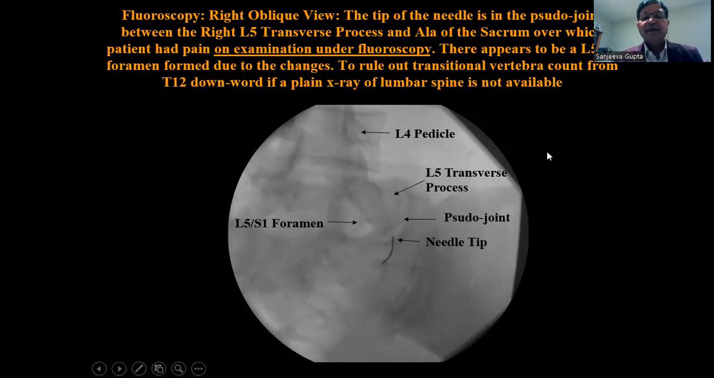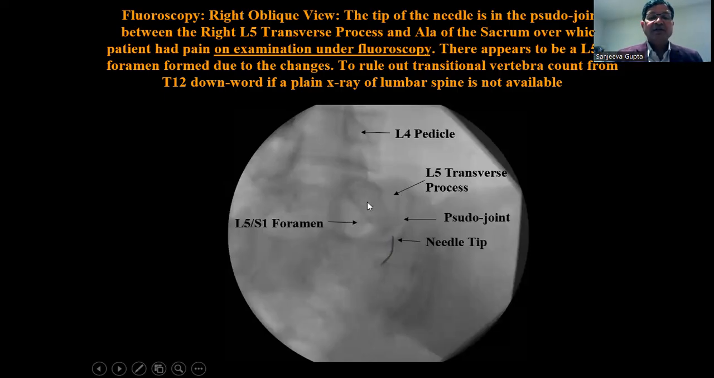So in this case, when I examined the patient, most of the patient's pain was in this area. And if you look at this, there is a pseudo joint between the transverse process of L5 and the ala of the sacrum. So I didn't do any medial branch block or anything like that in this patient. The patient was fully awake, no sedation at all. So I decided to enter the pseudo joint and inject steroid.